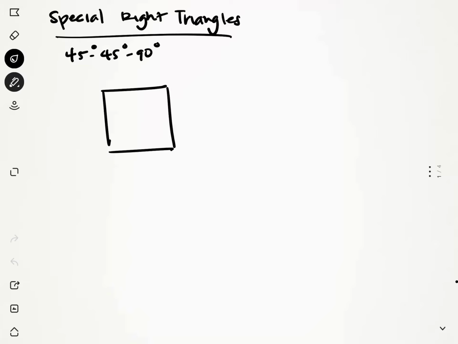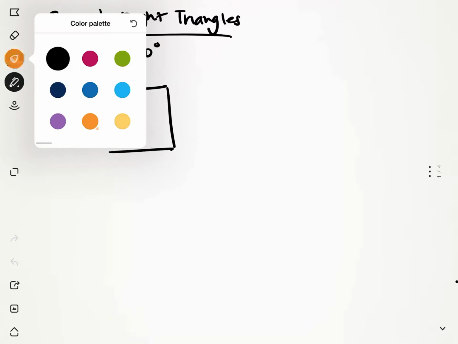Today we're going to be looking at special right triangles. It's not something that's part of the unit circle stuff that we're talking about right now, but it's a review from geometry, and I think it'll help us understand the unit circle a little bit better. So let's start off with this special right triangle, and we're looking at a 45, 45, 90 degree right triangle.